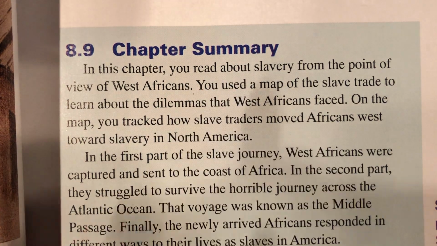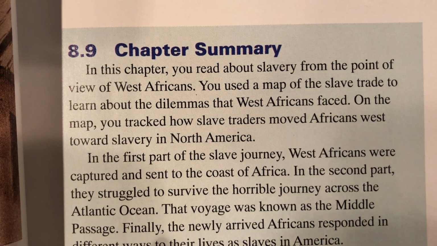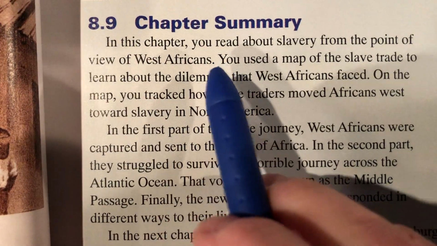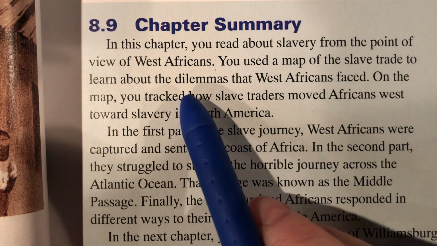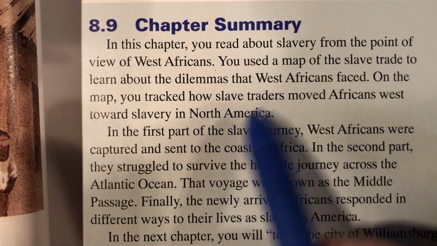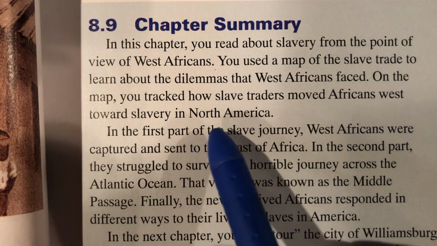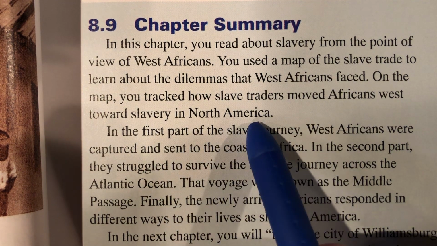I'm going to read this little chapter summary to you, and then we'll complete the dilemma 1, 2, 3 that you see on page 9 together. Here we go. Chapter summary. In this chapter, you read about slavery from the point of view of West Africans. You used a map of the slave trade to learn about the dilemmas that West Africans faced. On the map, you tracked how slave traders moved Africans west towards slavery in North America.